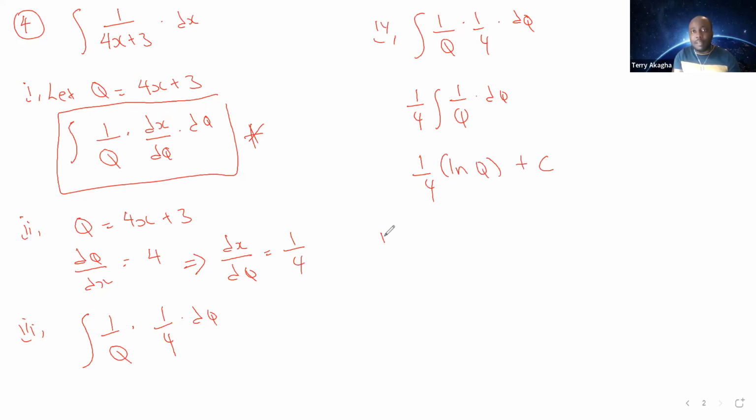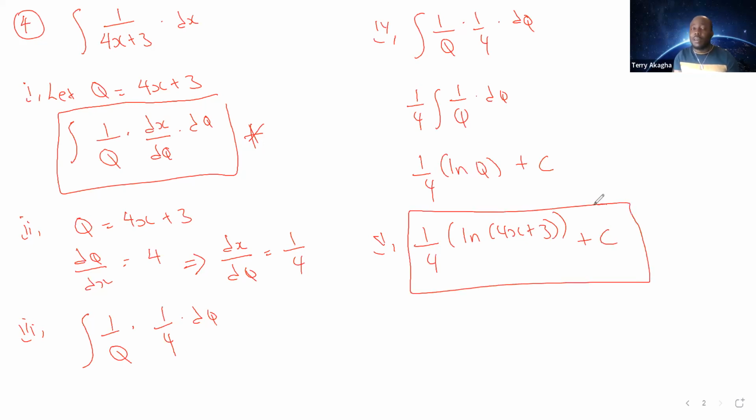Then the fifth part, the last step, you just replace q back. So it's going to give you 1 over 4 ln q, so ln of 4x plus 3, plus c. And that is the answer for this. Okay. And that will bring us to the end of the integration of a linear function of x. I think that is pretty much it.